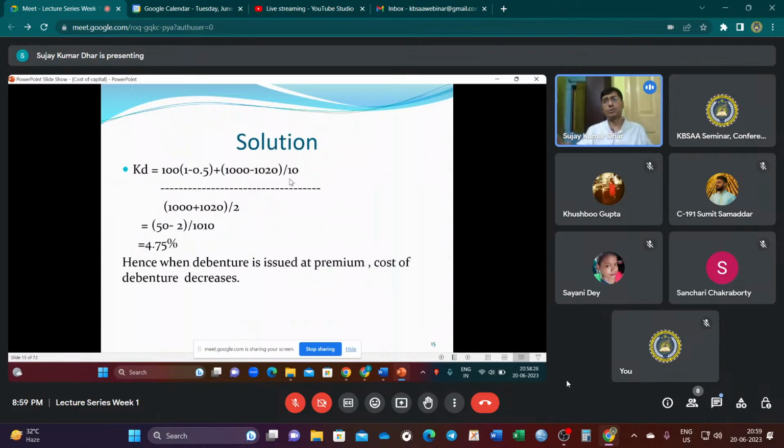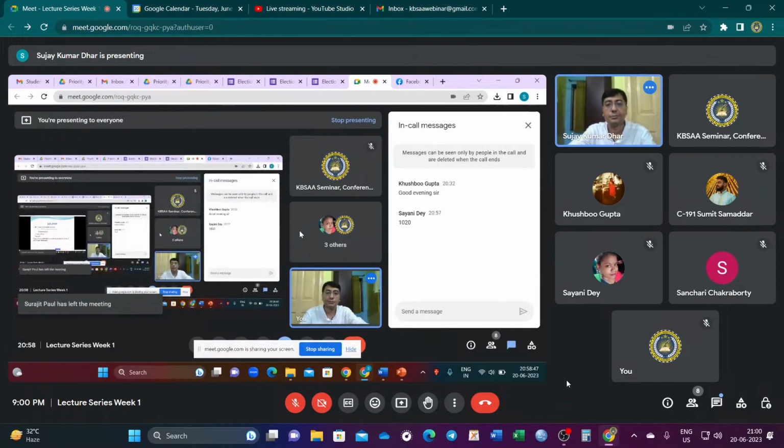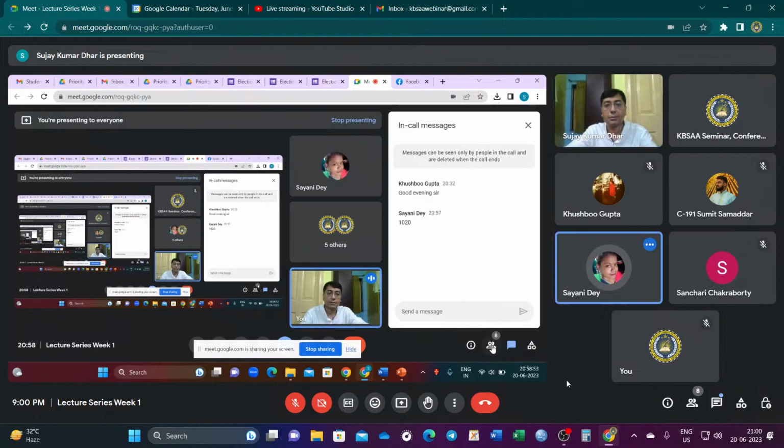So have you understood how cost of debenture is calculated and how it changes depending on whether the debenture is issued at a discount or at a premium? Tell me, up to this, does anybody have any doubt, any problem? Anybody? Can you explain discount and premium once more?